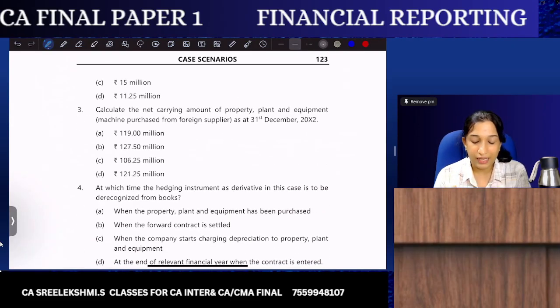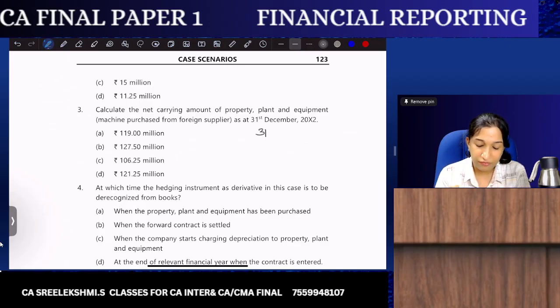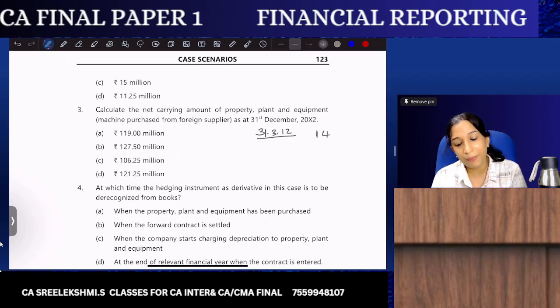Calculate the net carrying amount of PPE as at 31st December 2012. So we are purchasing the PPE on 31st March 2012. For how much? PPE will be purchased for 140 million, because 70 rupees, 140 million.